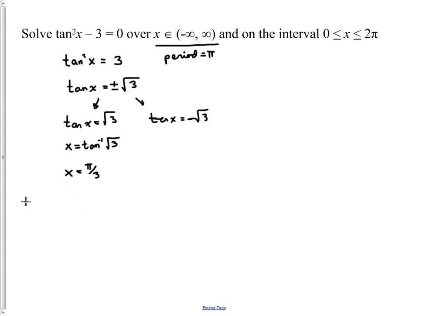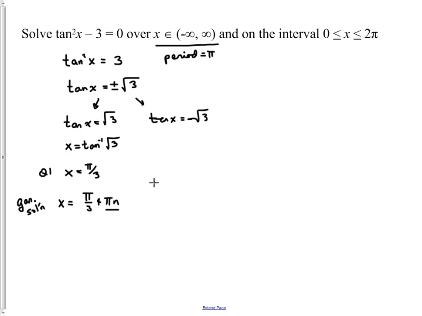But if we're looking for our general solution, what we would want to do is use the period and write that the general solution will be of the form x is equal to pi over 3 plus any multiple of pi. Right? Now, if you think about that, what does that mean? That means numbers like pi over 3, 4 pi over 3, and then 2 pi plus pi over 3, and so on. But for our general solution, we write plus pi n because we know that that is the period of the tangent function.